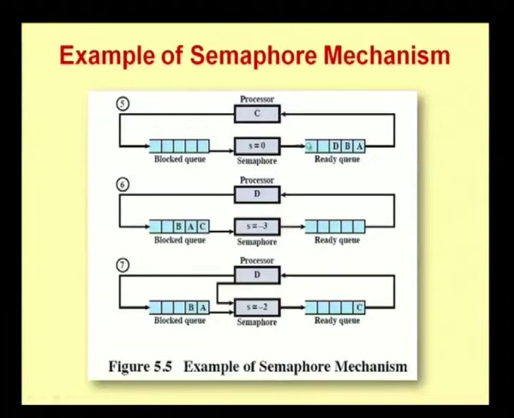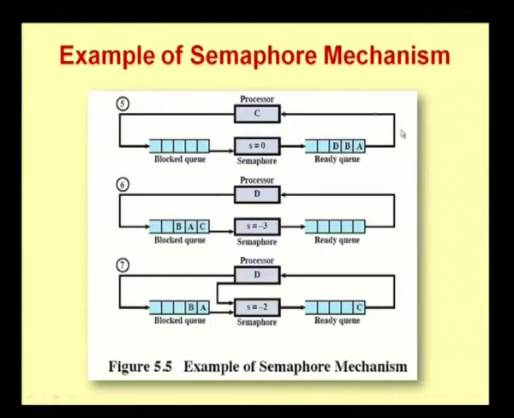So, what happens? When C goes to a blocked queue, because it is waiting for the output to be produced by D, it becomes 0 minus 1 becomes -1. Now, here we have an A. A again goes inside the processor. A is also waiting for the output to be produced by D. So, it again goes to a blocked queue. So, -1 minus 1 is -2.